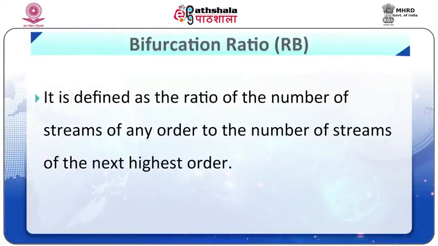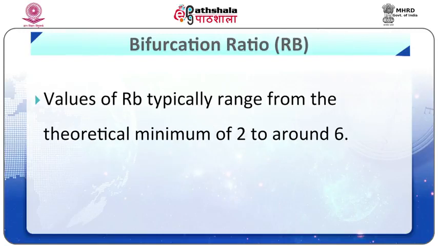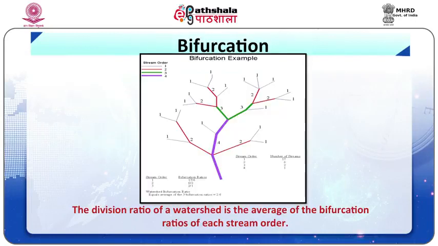Bifurcation ratio. It is defined as the ratio of the number of streams of any order to the number of streams of the next higher order. The value of this is indicated by Rb, with a theoretical minimum of 2 and a range of around 6. The bifurcation ratio is calculated as is seen in figure number 7.